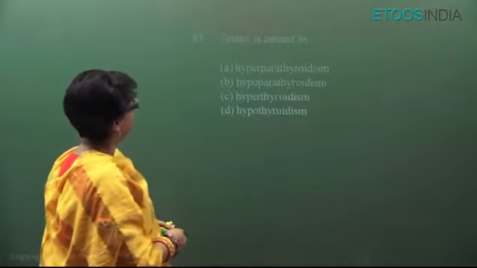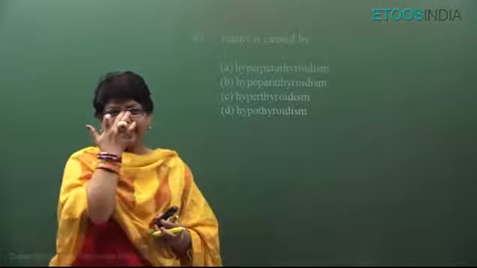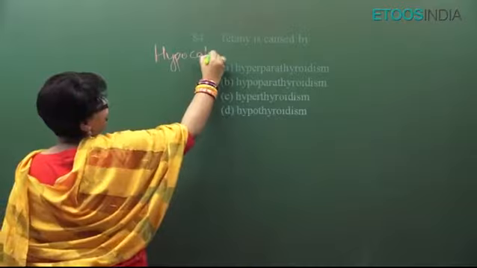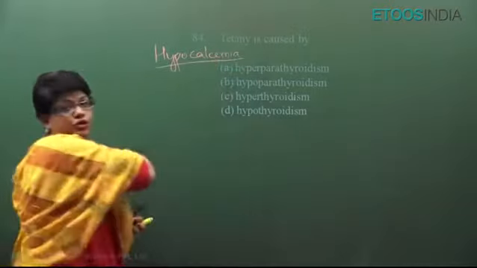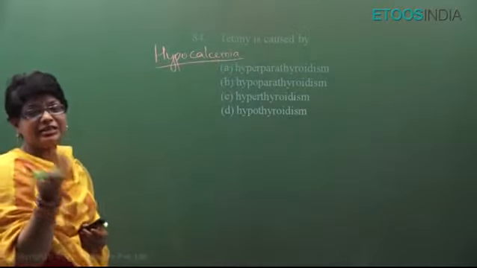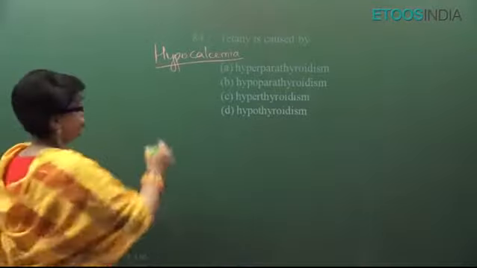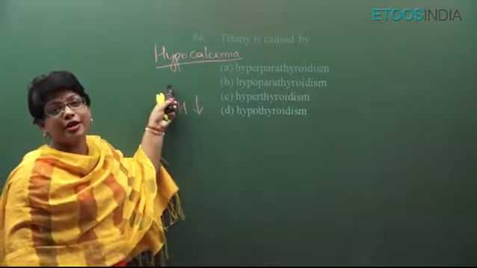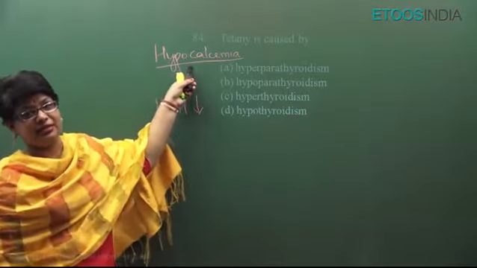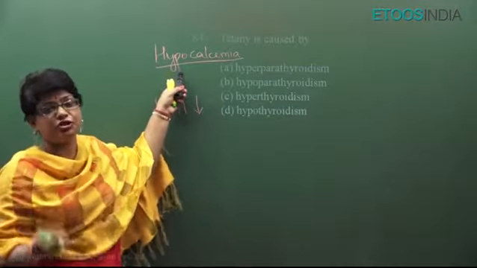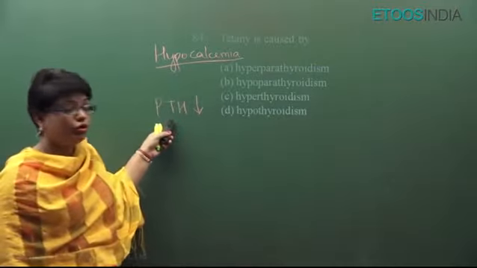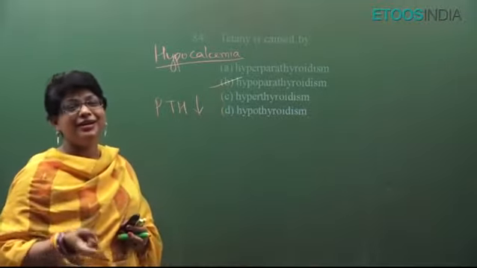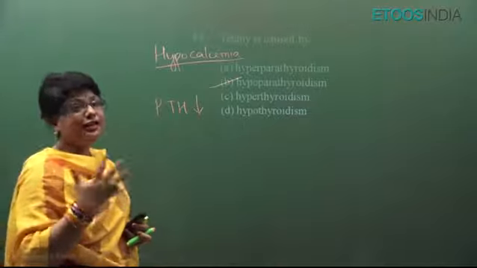Now tetany is caused by... we know tetany means hypocalcemia. In the blood the calcium level falls, and which hormone is responsible for maintaining a high calcium level in the blood? It is parathormone. So if parathormone is deficient, then there will be a low calcium level in the blood and there will be tetany, sustained contractions of the muscles. So hypoparathyroidism leads to hypocalcemia, low blood calcium levels leading to tetany.